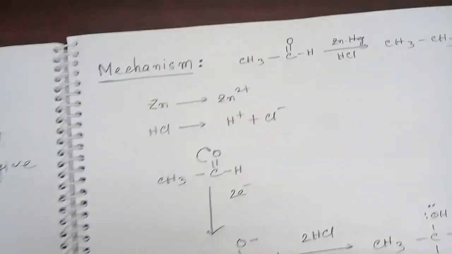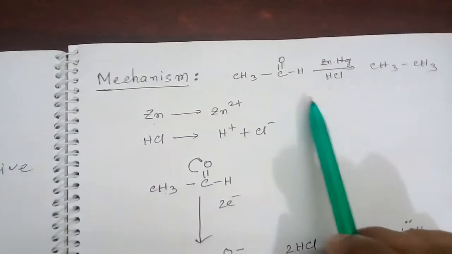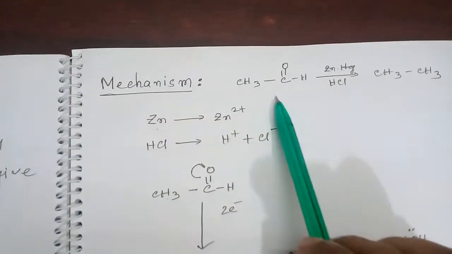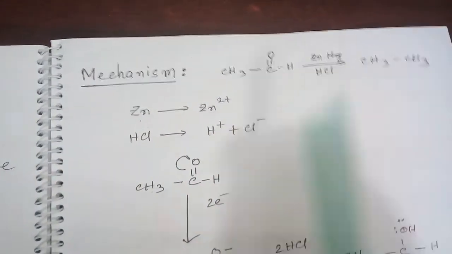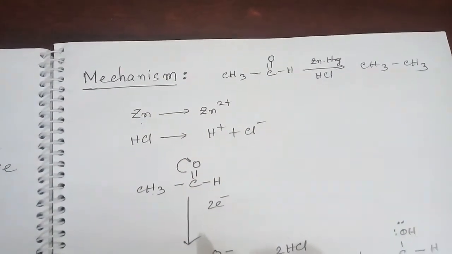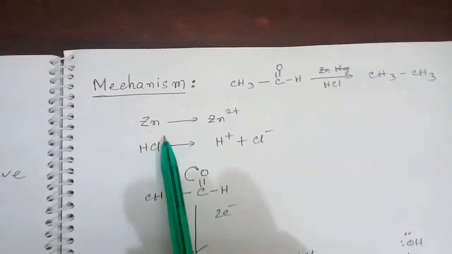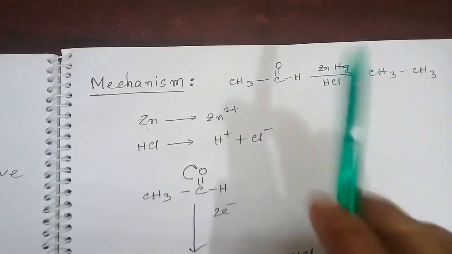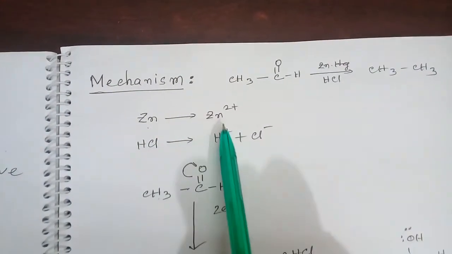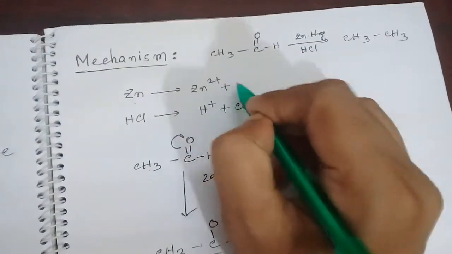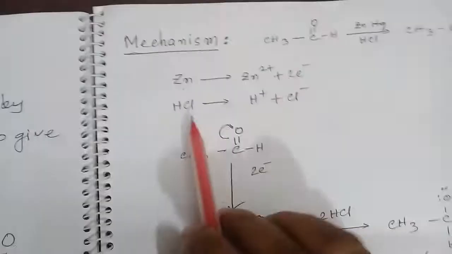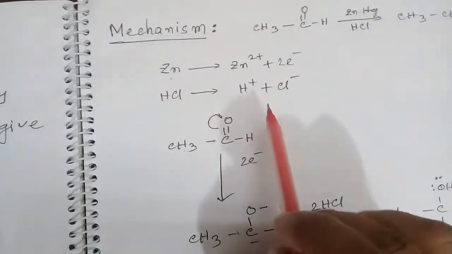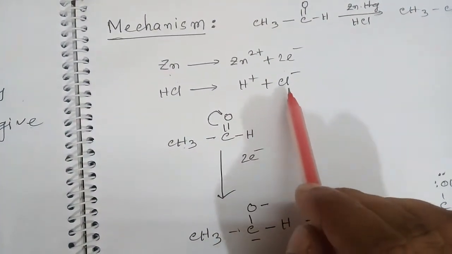Okay, now we will go for the mechanism. Look at here. Here is the ethanal. So we will get ethane by the Clemmensen reduction reaction. As in the case of Clemmensen reduction, zinc amalgam is present, so zinc will be converted to zinc 2 plus and it will produce 2 electrons. And HCl will be ionized to produce H plus ion and Cl minus ion.